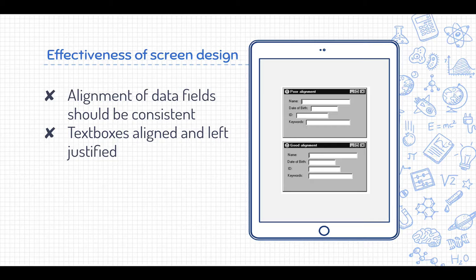The last one, which might seem a bit odd, but it's an important one, is the alignment of data entry fields. So, text boxes aligned and left justified like this is common practice. It makes the user interface look consistent. And as I'm typing as a user in here, I go, cool, there's my name, there's my date of birth, which, by the way, shouldn't be a text box entry, which is spicy. My ID, here, some keywords.